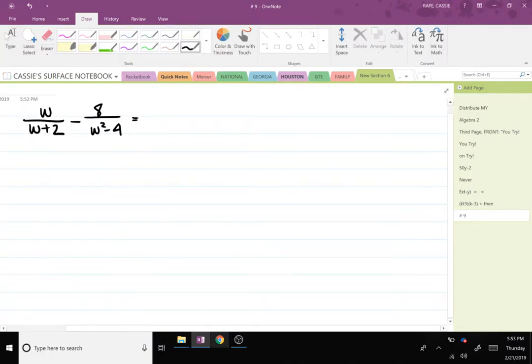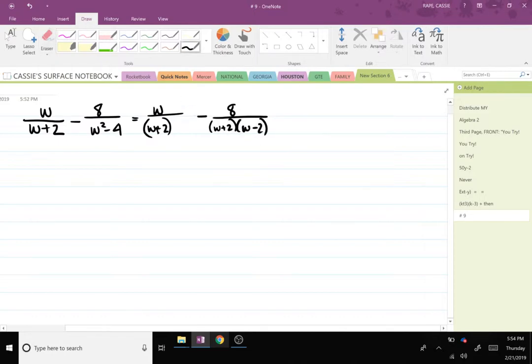So that equals W over W plus 2, because W plus 2 does not factor. It's just its own little binomial. So I'm going to put parentheses around it because that's what we do. Minus 8 over W squared minus 4. Remember, W squared is a perfect square because it's W times W. And 4 is a perfect square because it's 2 times 2. So that's the difference of two perfect squares, which means it factors to a sum and difference, which means W plus 2 times W minus 2.